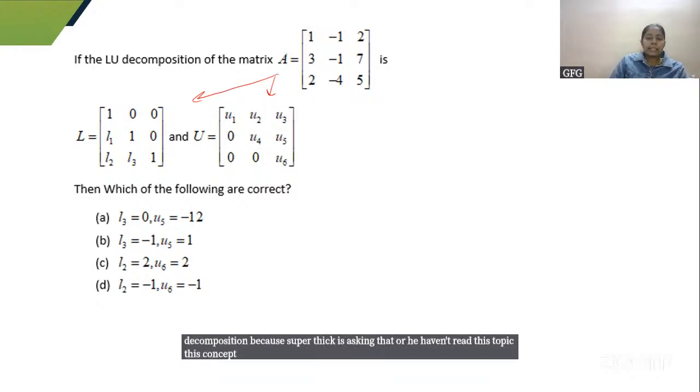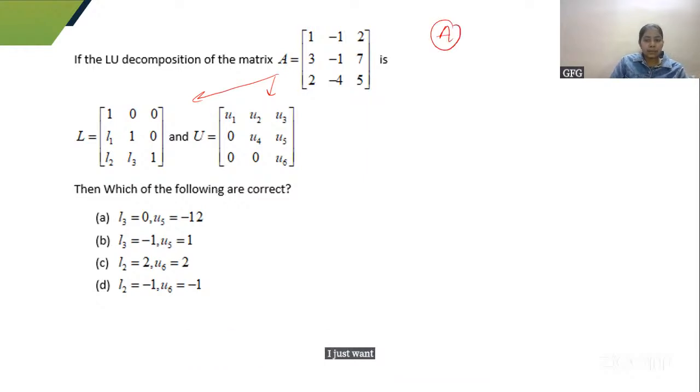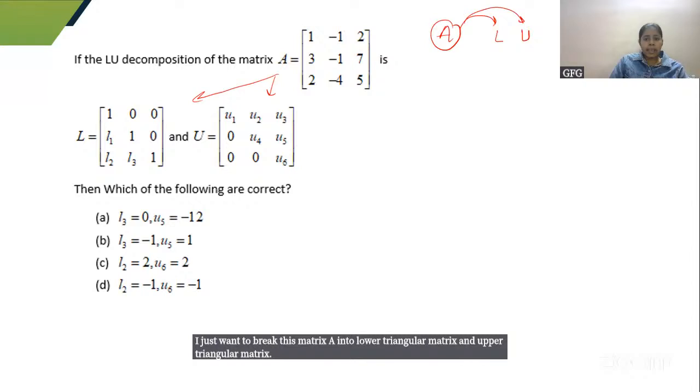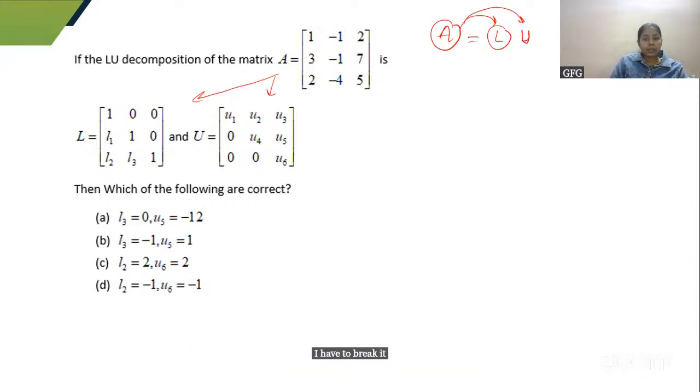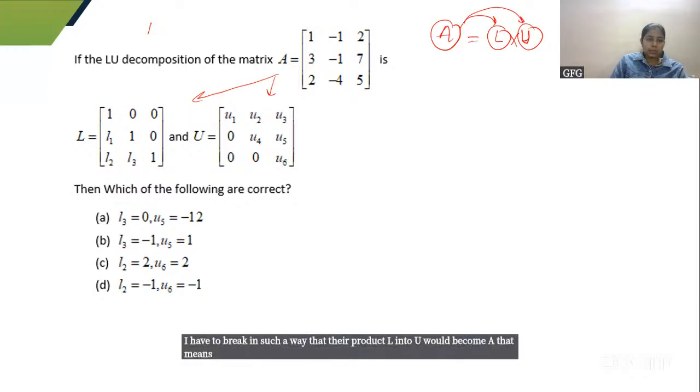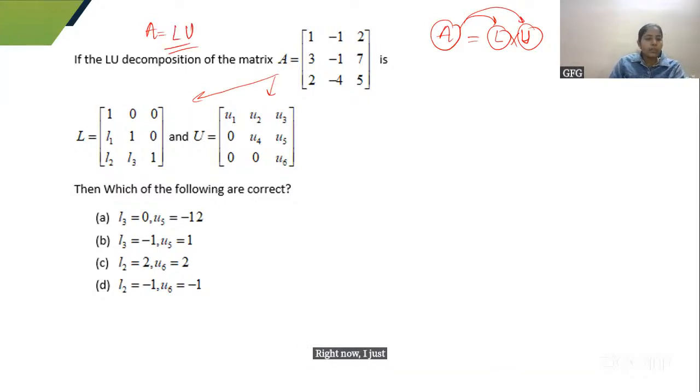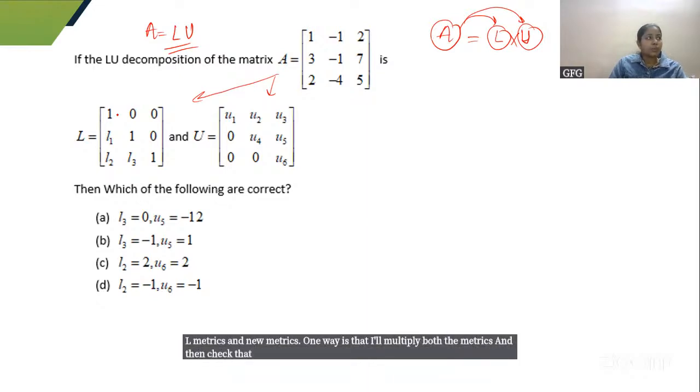So basically, guys, I just want to break this matrix A into a lower triangular matrix and an upper triangular matrix. And I have to break it in such a way that their product L into U would become A. That means the A matrix would be L into U, right? Now I just want to know how I'm going to find the L matrix and U matrix. One way is that I'll multiply both the matrices and then compare the options.